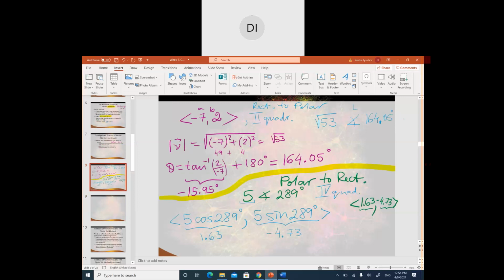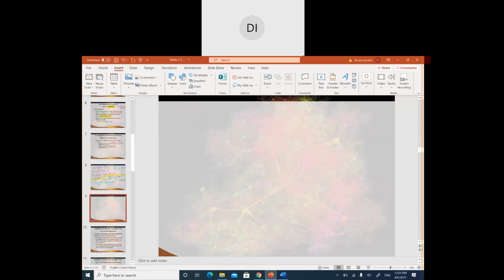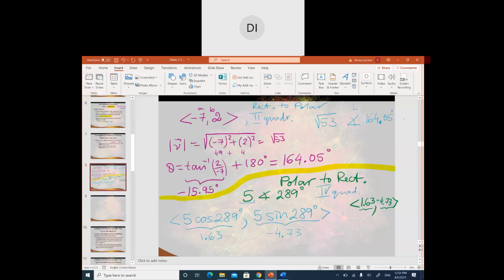I'm good. For the sake of class, I'll go and research it on my own. That way you can keep moving forward with your class. Okay, no problem. So pretty much this is what we have. We have to change polar to rectangular, rectangular to polar. We do that because when you have to add two vectors, they have to be in rectangular form. When you subtract, it's the same way.